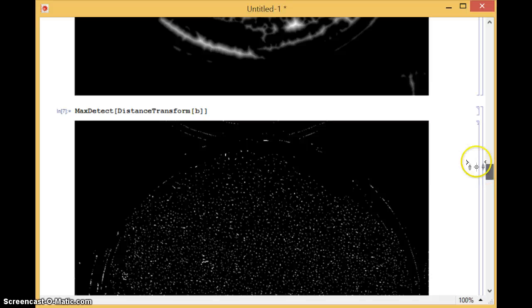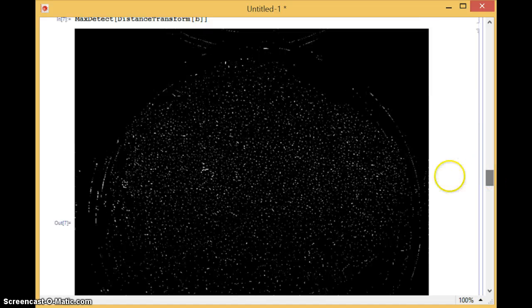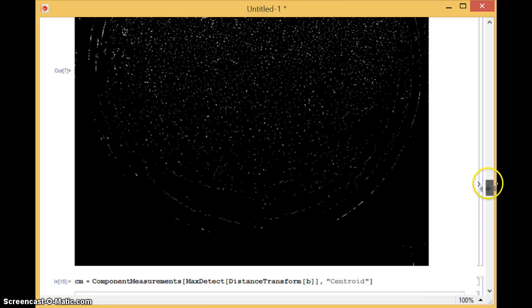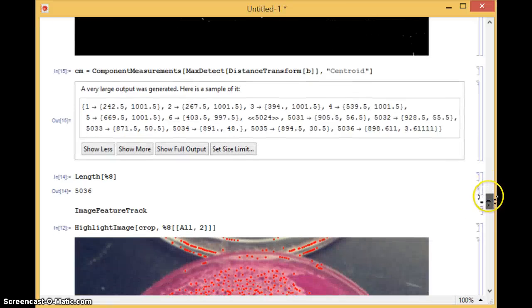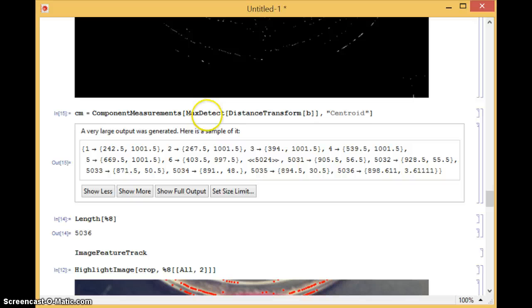Why did I do that? Because then I could do something called max detect. I was trying to find those locations that were the furthest away from black. Well, here they are, and those are your colonies or whatever they're called. So that's cool, but I need Mathematica to find them, so that's what component measurements does. It finds a whole bunch of them. It actually finds 5,000 of them.